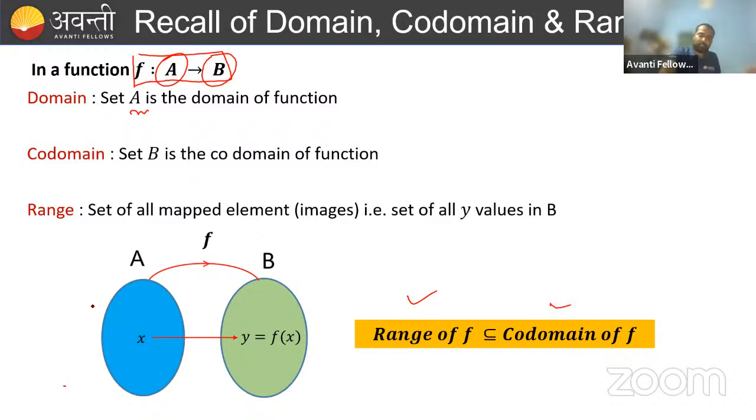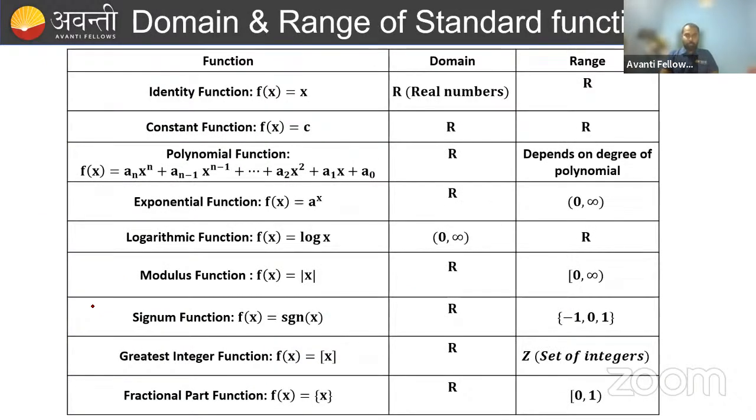So here the domain and range of some standard functions are given on your screen. You can take a screenshot of all of these. You have already studied all these things. Identity function: the domain is the set of real numbers, and the range is also R. Constant function: the domain is R, and the range is also R. Polynomial functions: the domain is the set of all real numbers, and the range depends upon the degree of the polynomial.